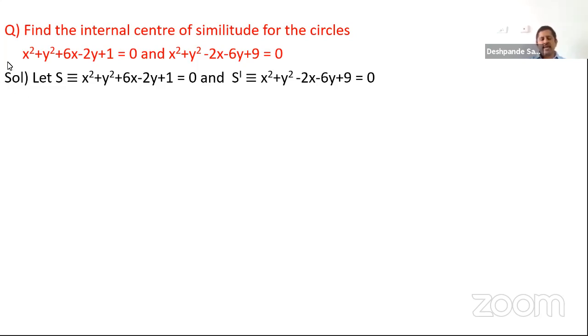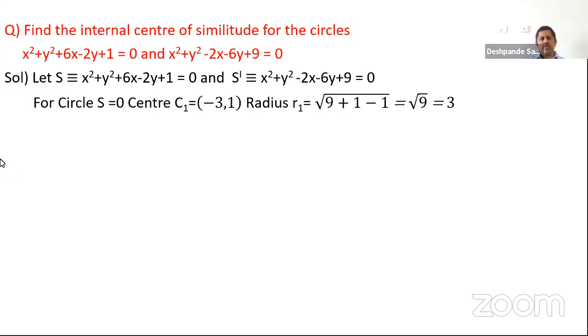From that, you can get the center: take half of the coefficient and change the sign. Half of this 6 is 3, change the sign, so minus g is minus 3. And half of minus 2 is minus 1, change the sign, plus 1. So the center should be minus 3 comma 1. So for circle S is equal to 0, center C1 is minus 3 comma 1.